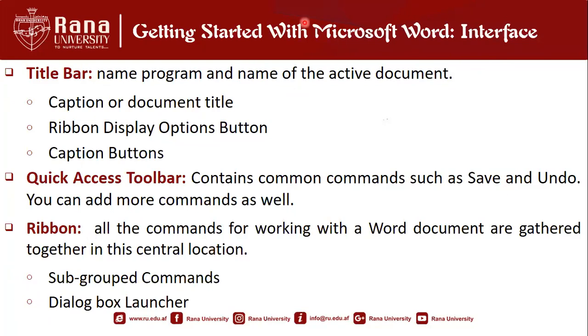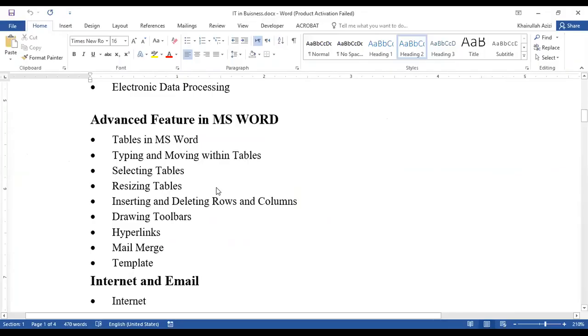So I'm going to share my screen of Microsoft Word with you, guys. Then we shall start. First of all, when you open Microsoft Word, this screen will appear for you. This part which appears here is known as the title bar. The title bar shows the name of the program and the name of the document.